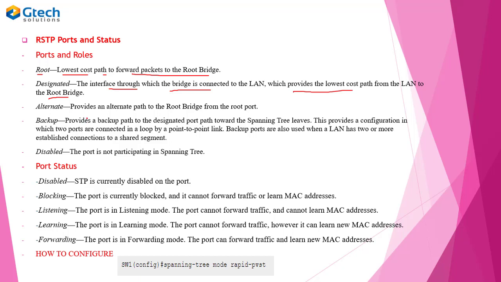It's very simple. Then in RSTP there are some additional ports like alternate port and backup ports. So what is an alternate port? It provides an alternate path to the root bridge from the root port. Then a backup port provides a backup path to the designated port path towards spanning tree leaves. This provides a configuration in which 2 ports are connected in a loop by a point-to-point link.